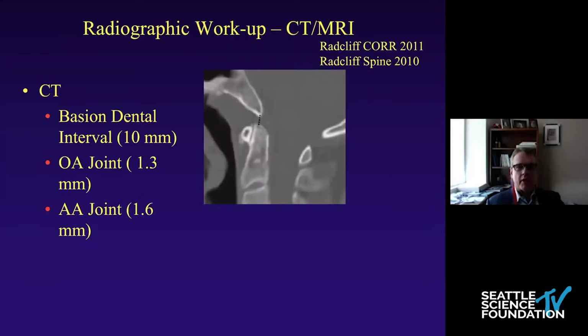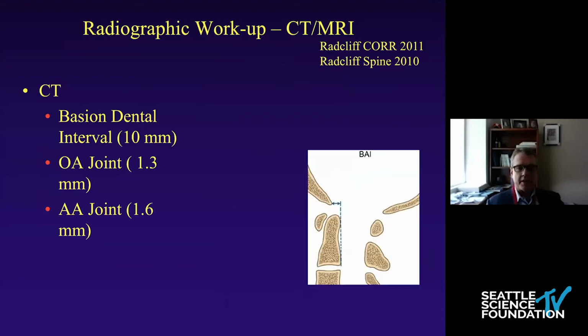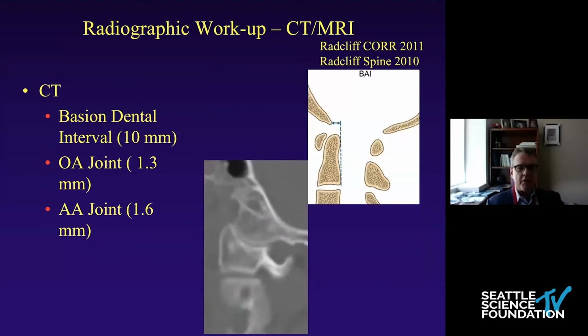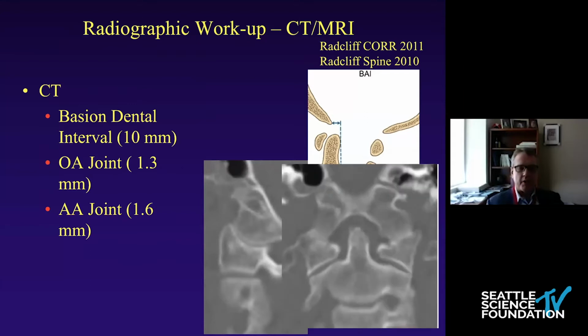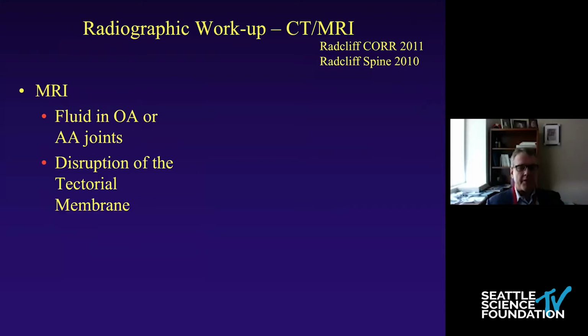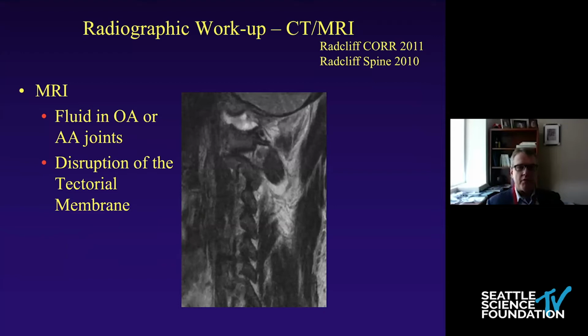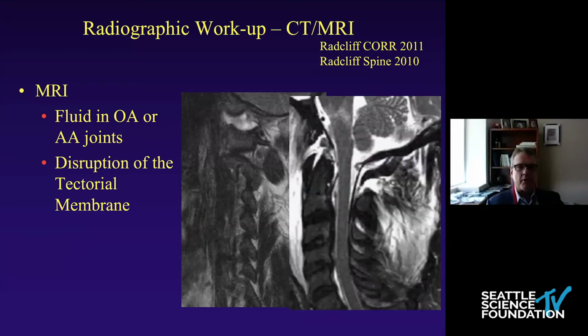Now, radiographic workup with the ubiquitous nature of multi-detector CTs now really is dependent on CT. You can look at the basion-dental interval, which should be less than 10 millimeters. Again, you can look at the occipital-atlantal joints, which should be less than 1.5 millimeters in adults, and also the atlantoaxial joint, which should be, again, around less than 1.5 millimeters in adults. MRI is also performed, and if you see fluid in the AO joints or the atlantoaxial joints, this is very indicative of an atlanto-occipital dislocation, as is disruption of the tectorial membrane.